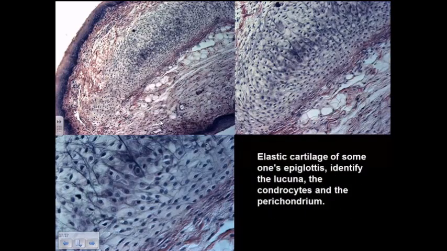This is the epiglottis. The epiglottis has elastic cartilage in it. Okay? And this is the elastic fibers in the cartilage. It doesn't really look like cartilage to me, but it's categorized as being that. So you only have two places of elastic cartilage in your body, right? Your discs and your epiglottis.